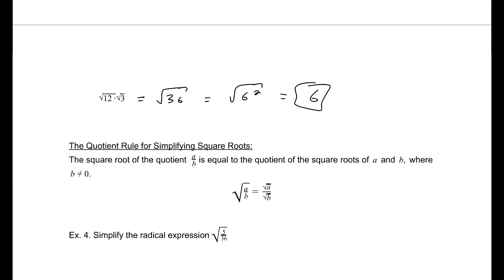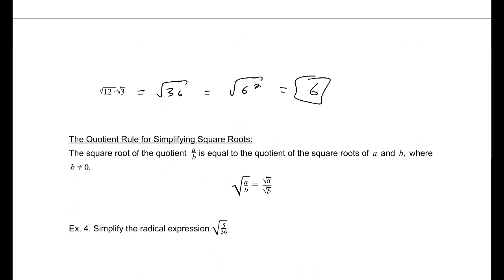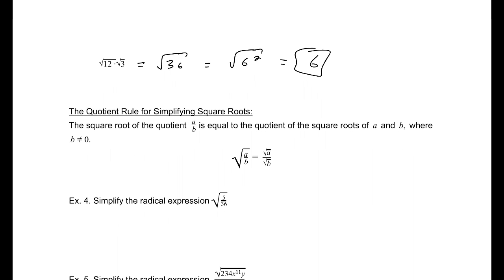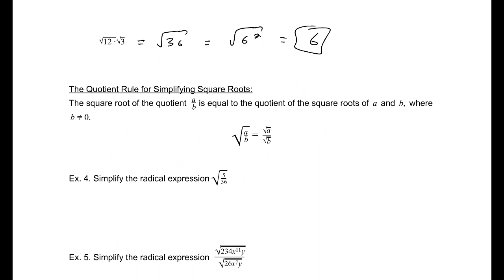Next we have the quotient rule, and again, this is actually an exponent property in disguise, but we can take the square root of a quotient and make it the quotient of the square roots. So we can start with 1 square root and end up with 2. Now this comes in handy when we have something like example 4. Simplify the radical expression, the square root of 5/36. Because 36 is a perfect square, as we've seen already, this is going to be the square root of 5 divided by the square root of 36. 36 is 6 squared, so this is the square root of 5 divided by 6.